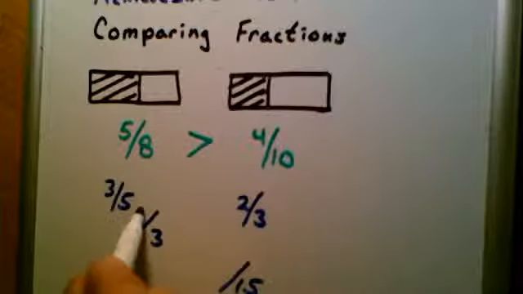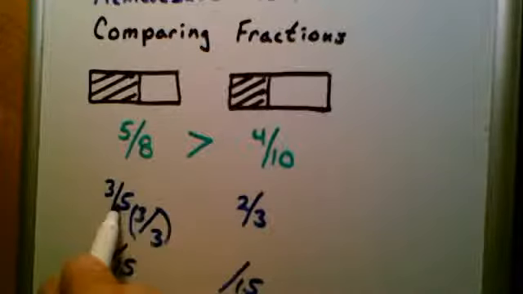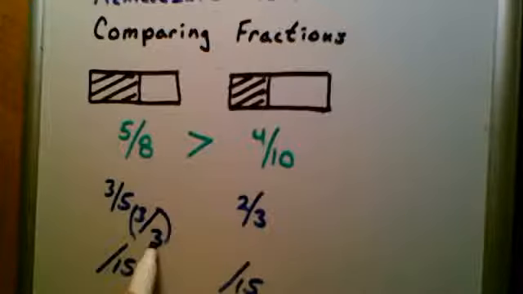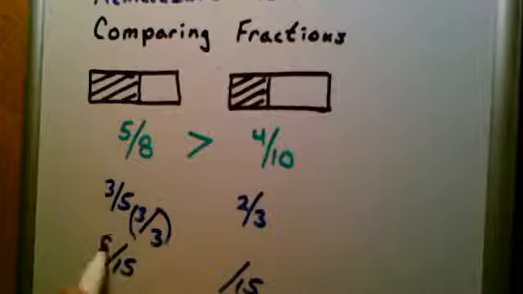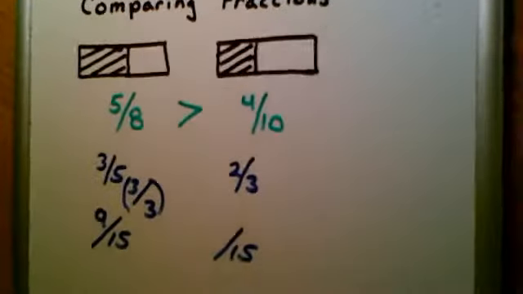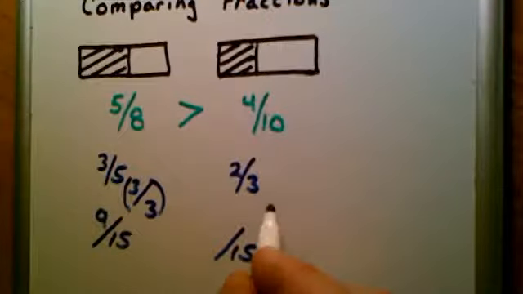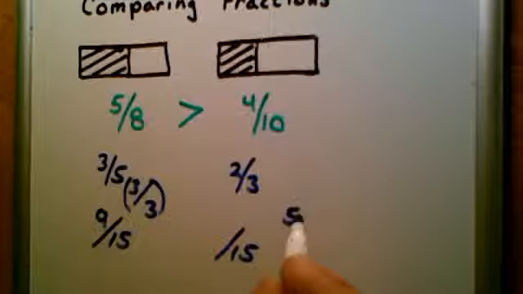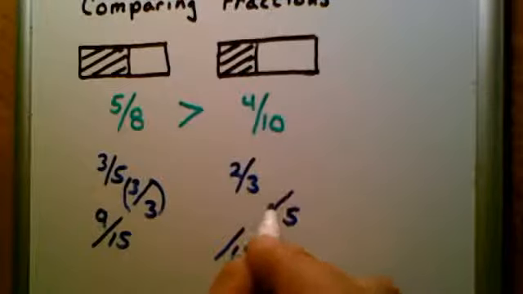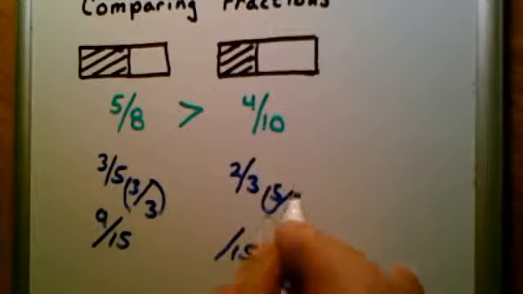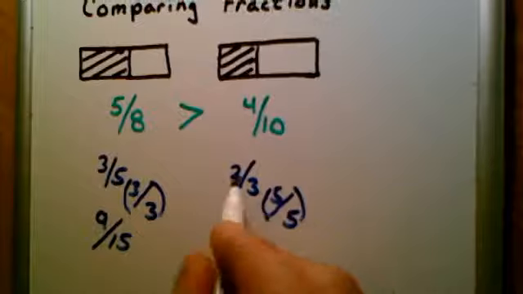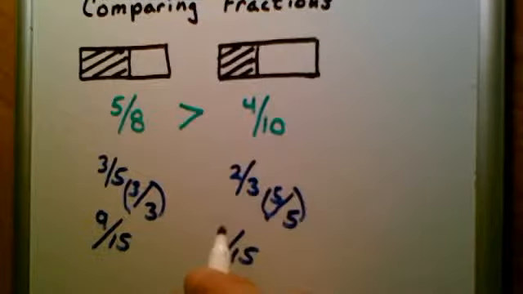Since 5 times 3 is 15, we're going to multiply the top by 3 as well. So what we're doing is multiplying 3/5 by 3 over 3, which is 1, so it won't change the value. So 3 times 3 is equal to 9. Let's take a look at this fraction over here. 3 times what will give us 15? 3 times 5 is equal to 15. So what we're going to do is multiply the numerator also by 5. So 2 times 5 is equal to 10.